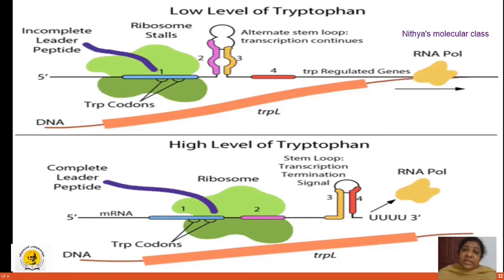This is the actual mechanism of the tryptophan operon. The 2+3 arrangement anti-terminates the transcription. If the 3+4 arrangement comes, then that will terminate the transcription.